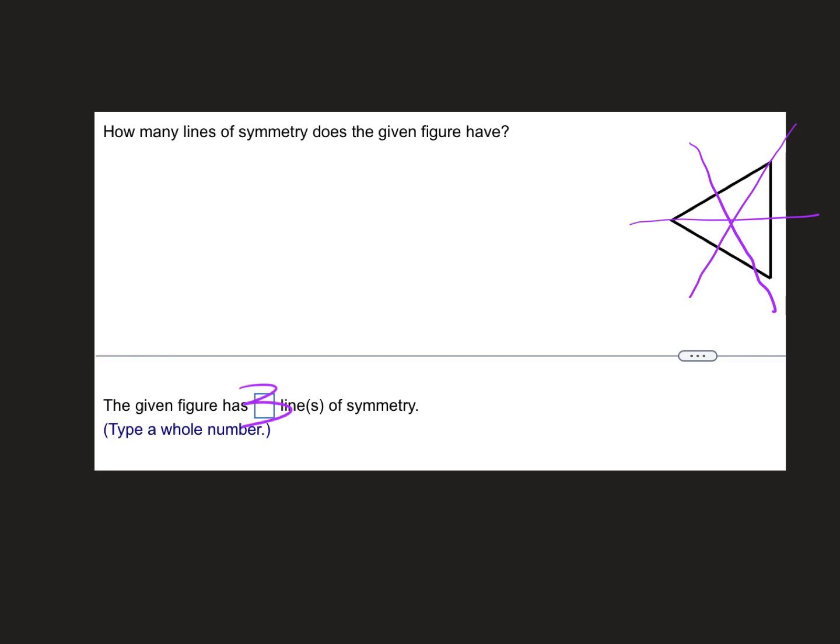So how many lines can I make where I fold it in half and I get the exact same thing on either side? If I were to fold in half right here, this side would match this side. If I were to fold it in half along this line, this side would match this side. And then last, if I folded it in half here, then the two sides would match. So I have 1, 2, 3 lines of symmetry.